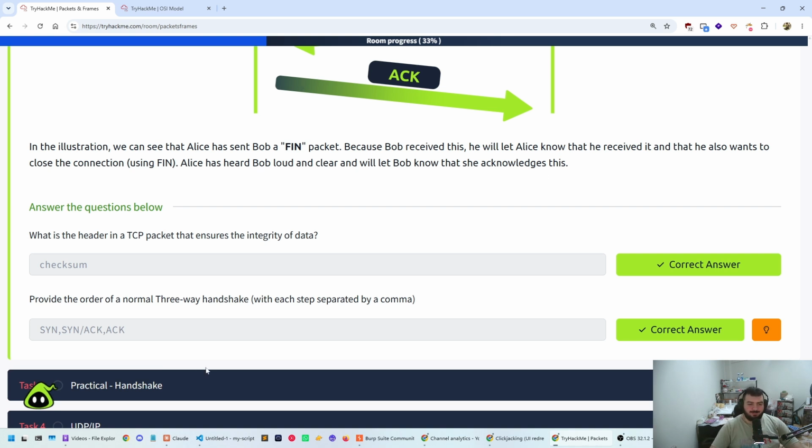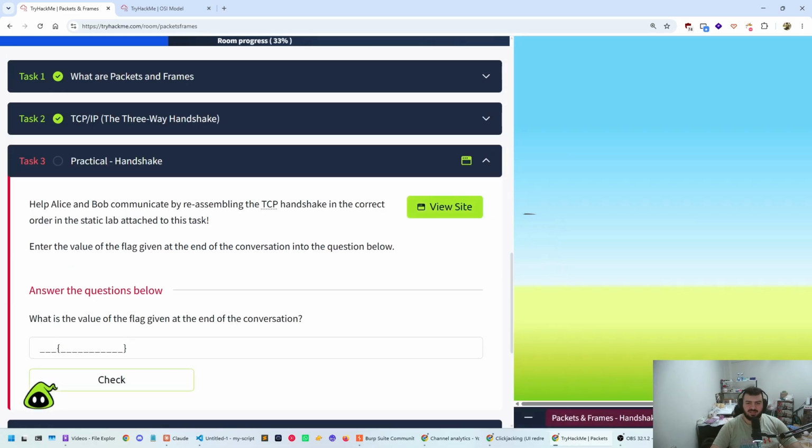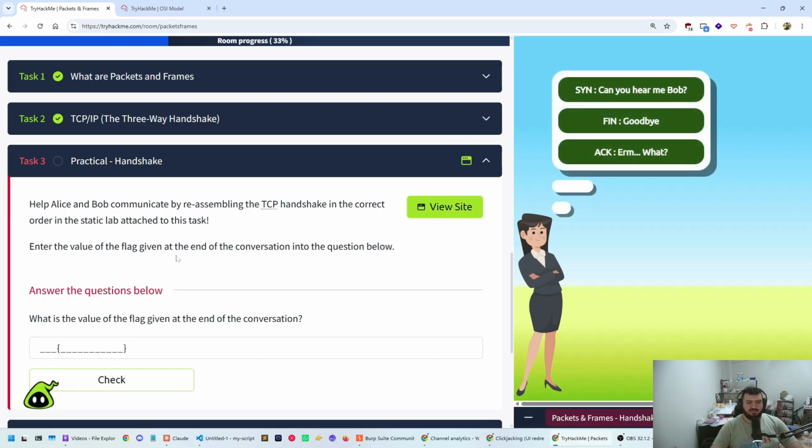So we got task 2 right now. Let's get to task 3. Help Alice and Bob communicate by reassembling the TCP handshake in the correct order in the static lab attached to this site. Enter the value of the flag given.